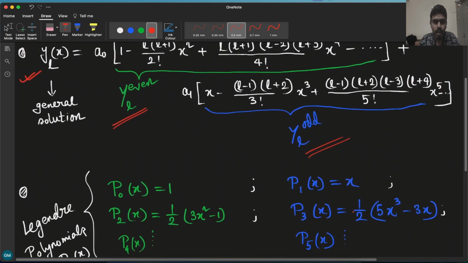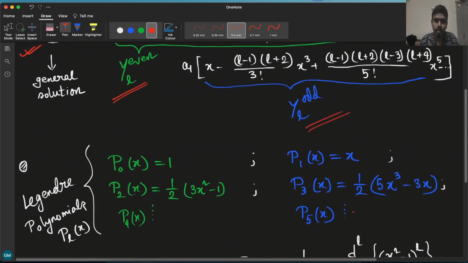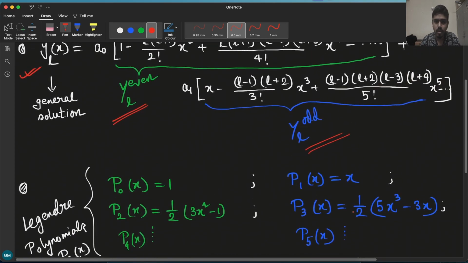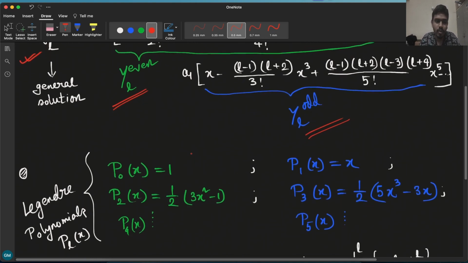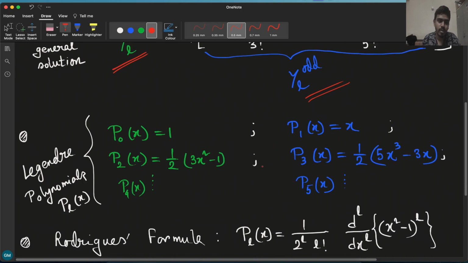Along with the requirement that the series or the solution should be convergent at x equals plus minus 1, what we basically get is Legendre polynomials, for positive integer values of L along with 0.